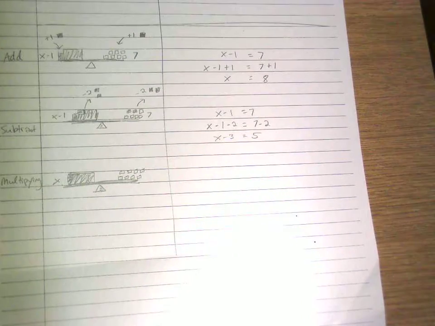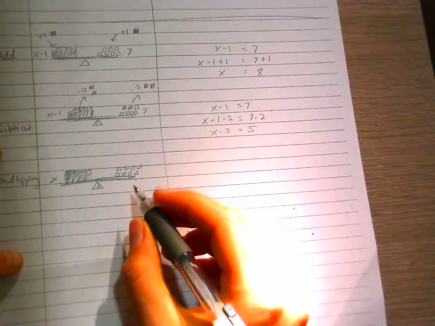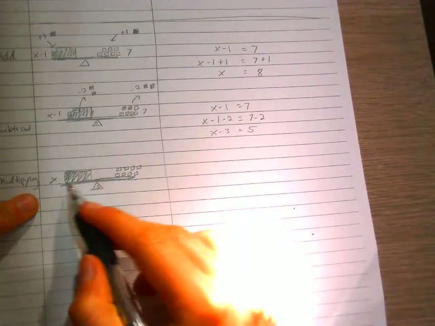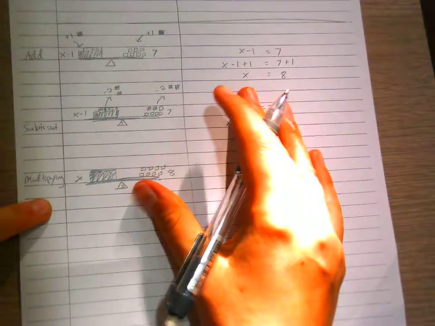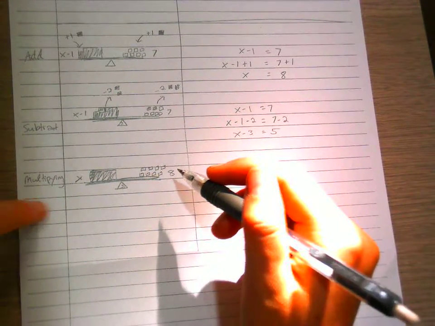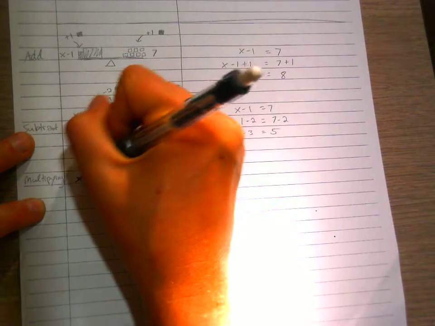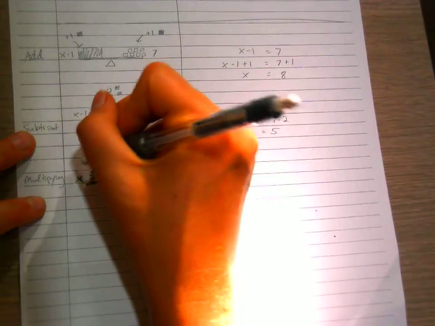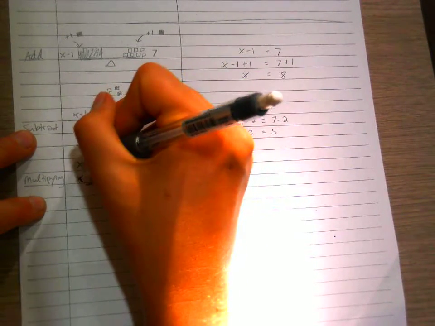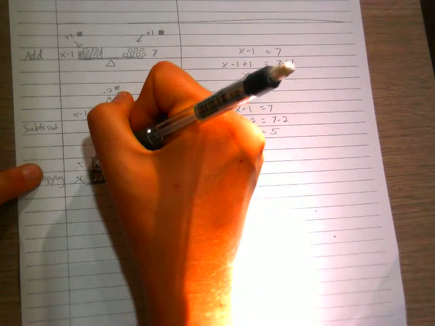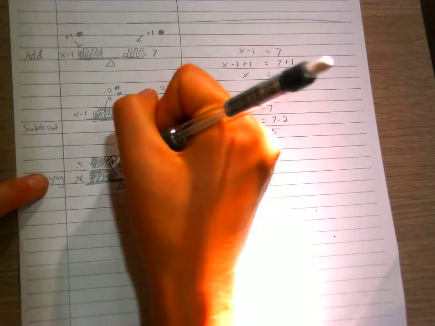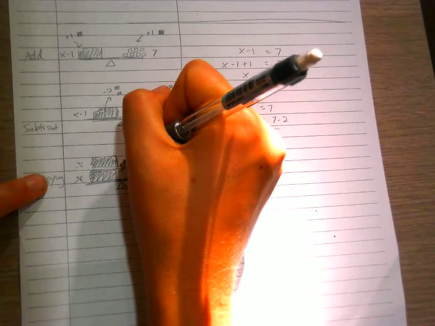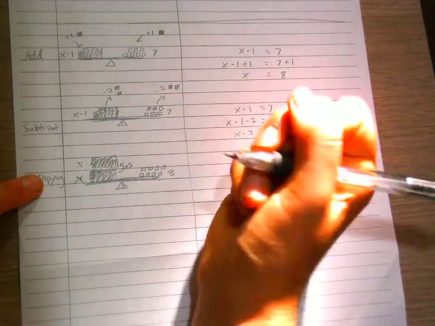Alright, now let's try it. So multiplying. If this side is x and this side is 8, and we want both sides to stay equal, but we want to find out what would happen if we had another x? So we have now taken this one and multiplied it by 2. So now we have an x and an x.